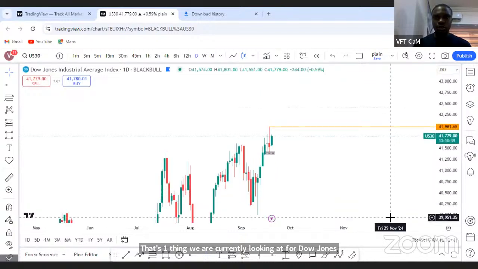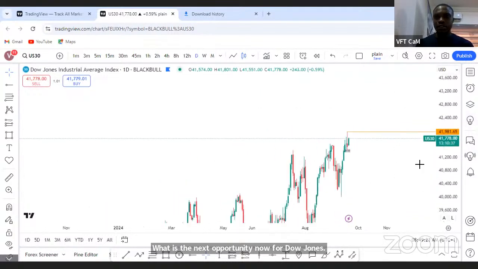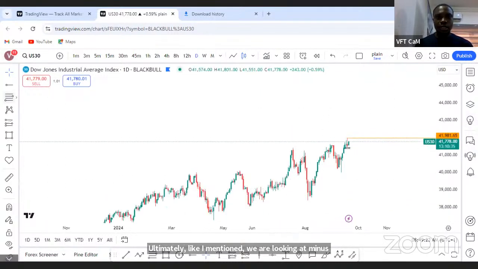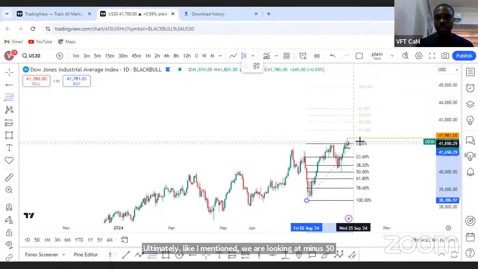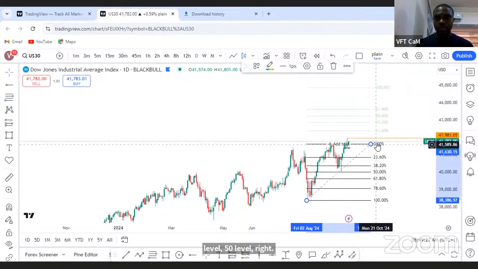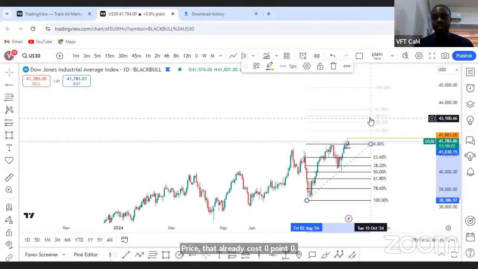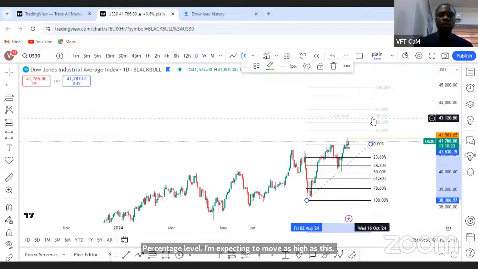Ultimately, like I mentioned, we are looking at the minus 50 fib level, right? And what do I mean by that? Price has already crossed the 0.0% fib level. I'm expecting price to move as high as this minus 50.00 fib extension level.